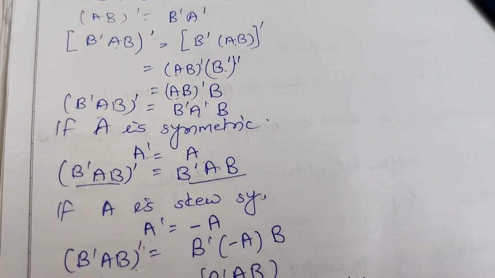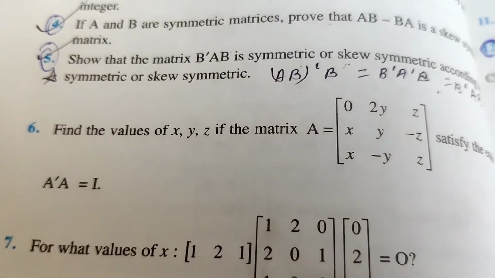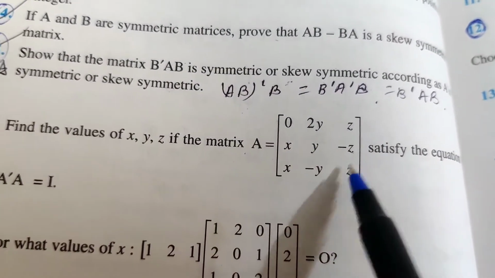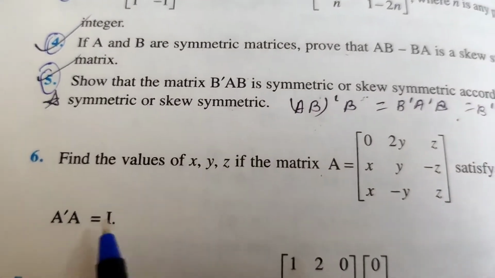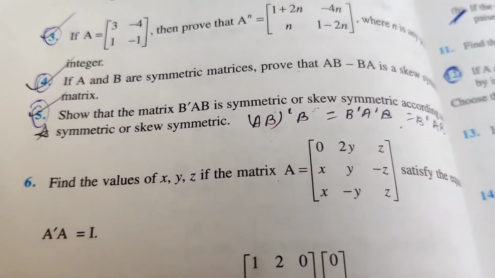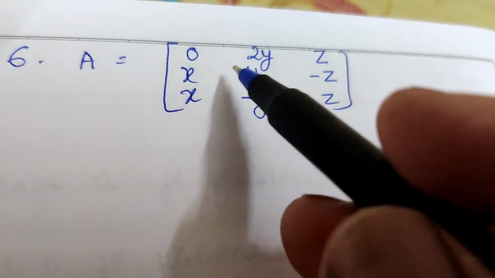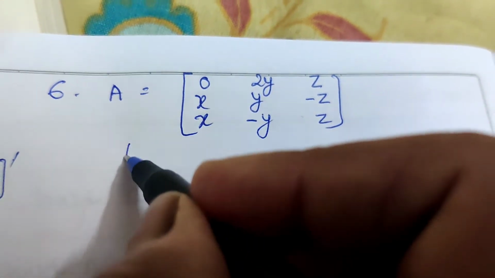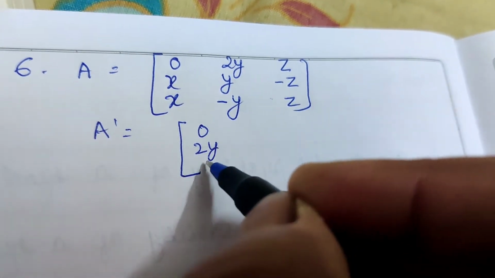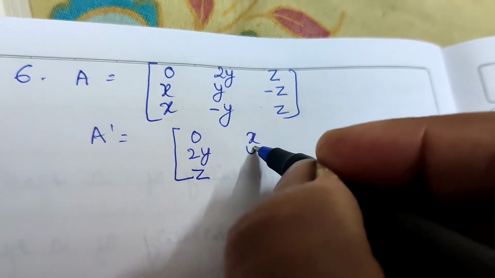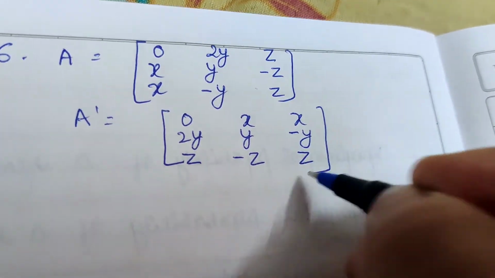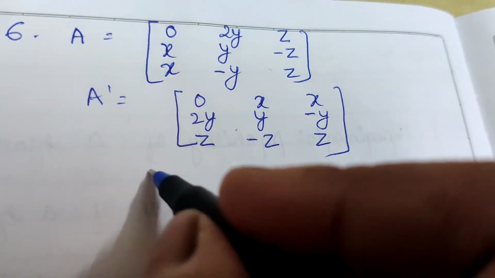Next, question number 6. Now the 6 is find the values of x, y and z if matrix A equal to this satisfy the equation transpose of A into A equal to I. Okay. The matrix A equal to this. Now the transpose of this one. Now convert rows into column. X, y minus z, x minus y, z. This is the transpose of this given matrix.